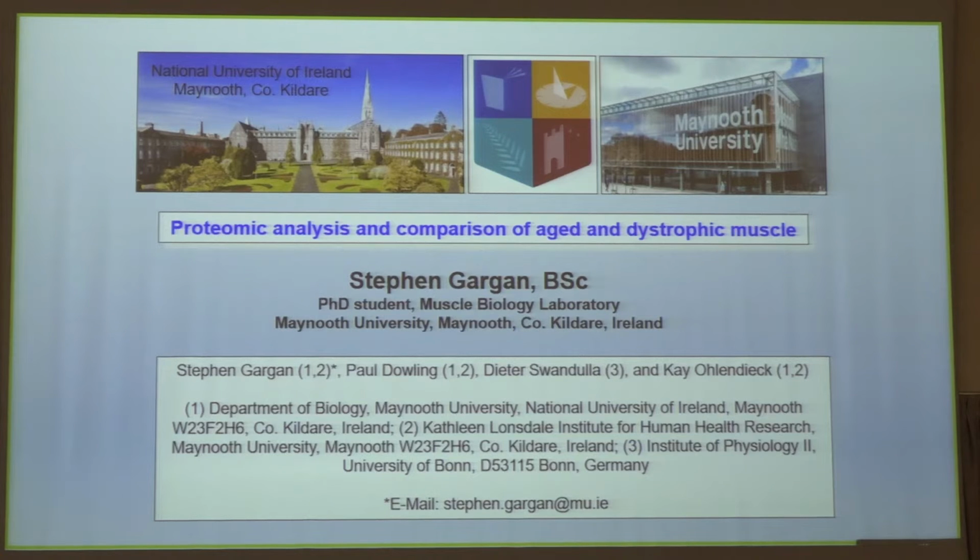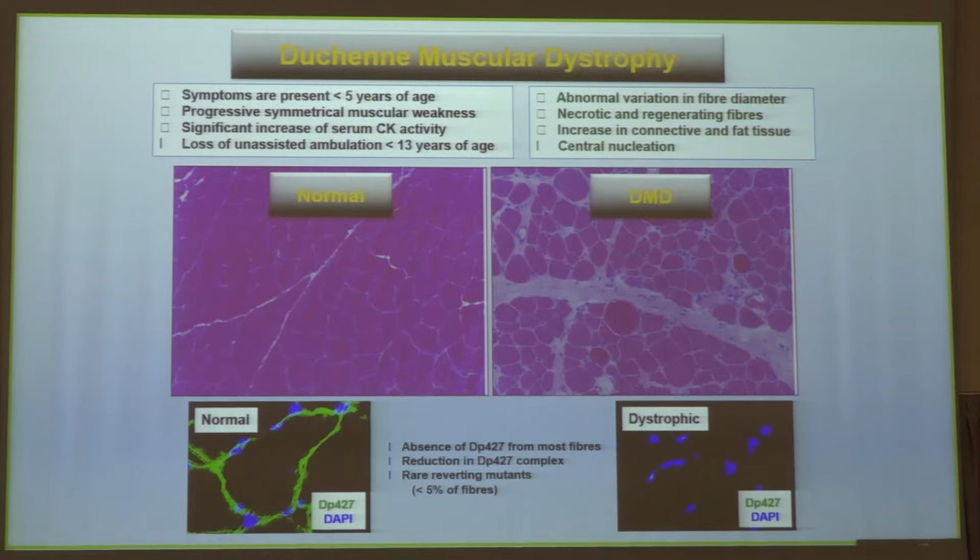So I am a PhD student in the muscle biology lab of Maynooth University, working under Professor Kay Ohlendieck. Our research is mainly proteomics-based analysis of dystrophic muscles and organs with the goal of identifying novel biomarkers of dystrophinopathy. I know there are a lot of experts on DMD here, but not everyone, so I'll give a brief introduction.